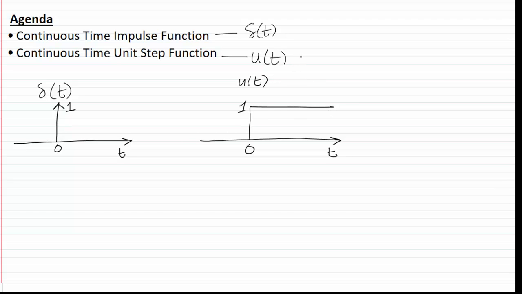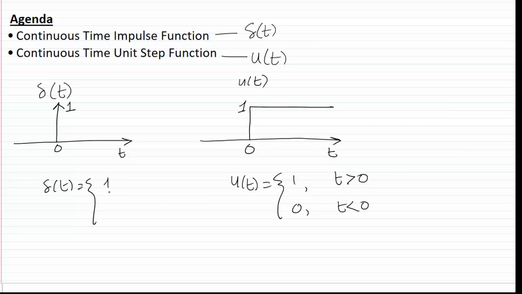So by definition, u of t could be defined as 1 for t greater than 0 and 0 for t less than 0, whereas delta of t can be defined as 1 for t equal to 0 and it's 0 for non-zero values of t.